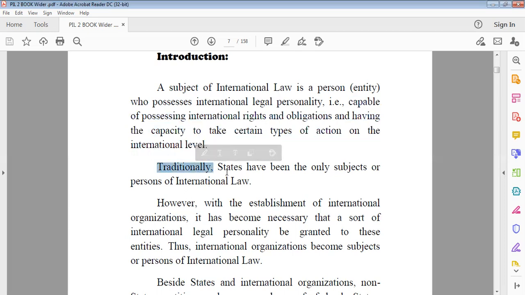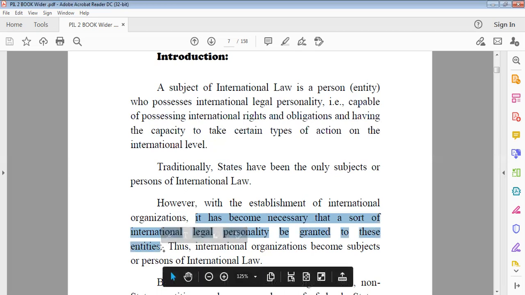Traditionally, states have been the only subjects of public international law. And this is according to the traditional definition of international law as the law which regulates the relations between states. However, with the establishment of the international organizations at the international level, it has become necessary that a sort of international legal personality be granted to these entities. It's important to recognize the international personality over such international organizations.